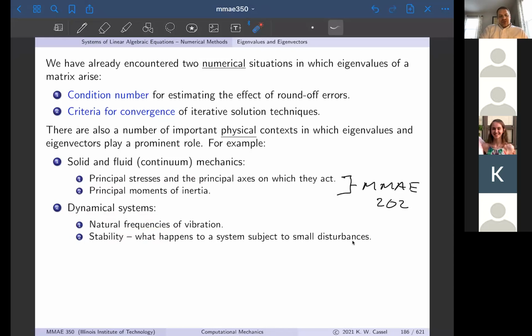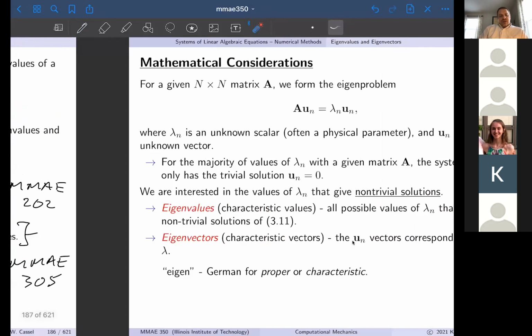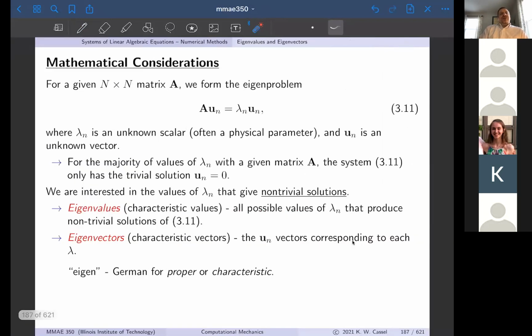Where you'll see these dynamical systems problems, this is in MMAE 305. So you'll see those there. All right, so let's talk about some mathematical considerations first, how we define and get these eigenvalues and eigenvectors, and then we'll look at those two specific applications from our physical engineering context.